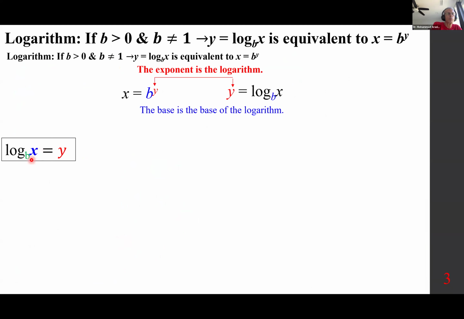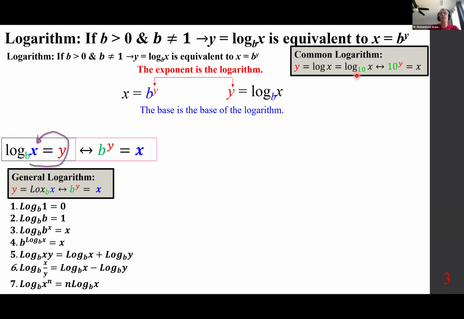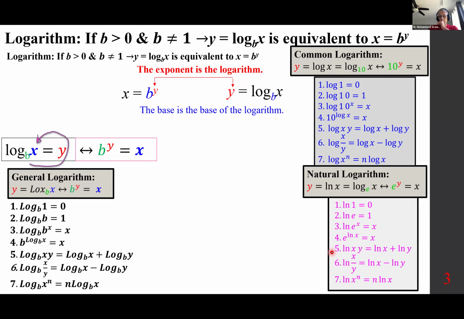Logs, notice log x base b equals y means follow the arrow: b to the power of y equals x, which means b, the base, must be positive and can't be 1. This results in the following properties we should be comfortable with. If the base is 10, log base 10 of x, we don't write the base, we call it common log. These are the properties. When the base is e, we write ln x, and these are the properties.